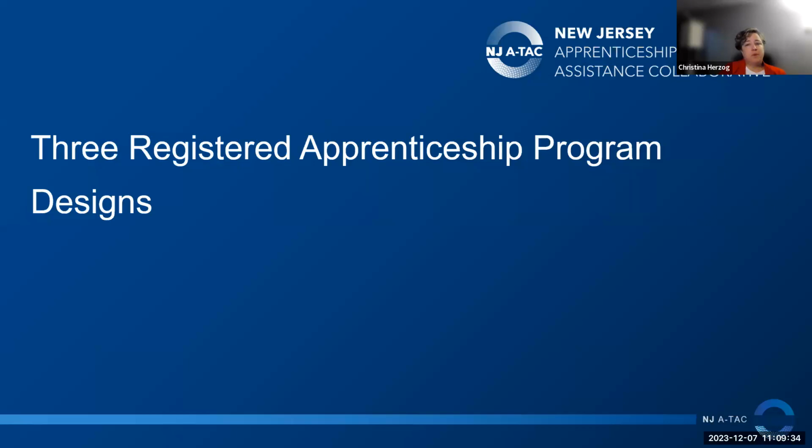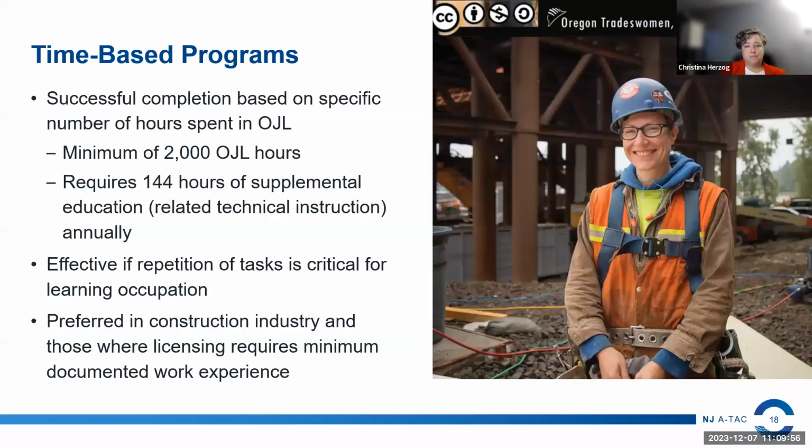So when employers and partners begin to design a program, they're going to need to determine the type of apprenticeship program design that best fits their training needs. So while we have all of these 7 components, there are also 3 basic types of registered apprenticeship programs. There are time-based programs, competency-based programs, and hybrid programs.